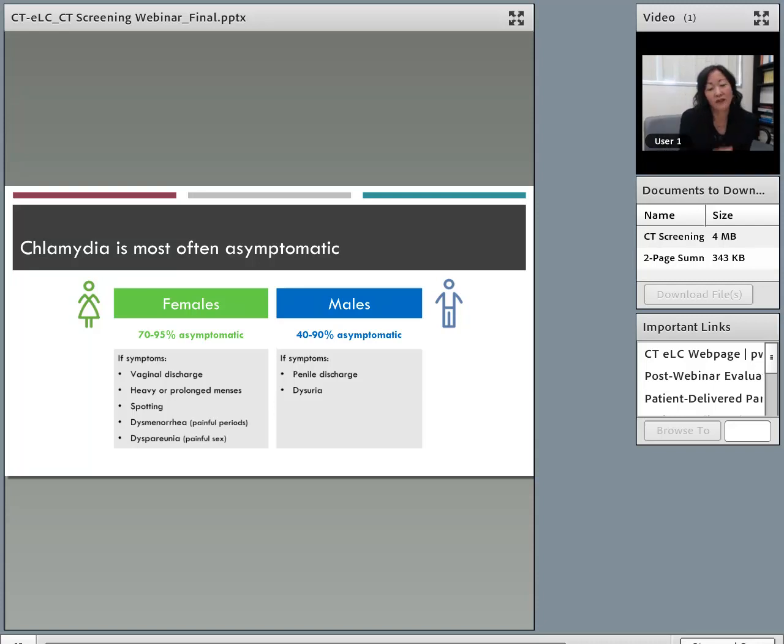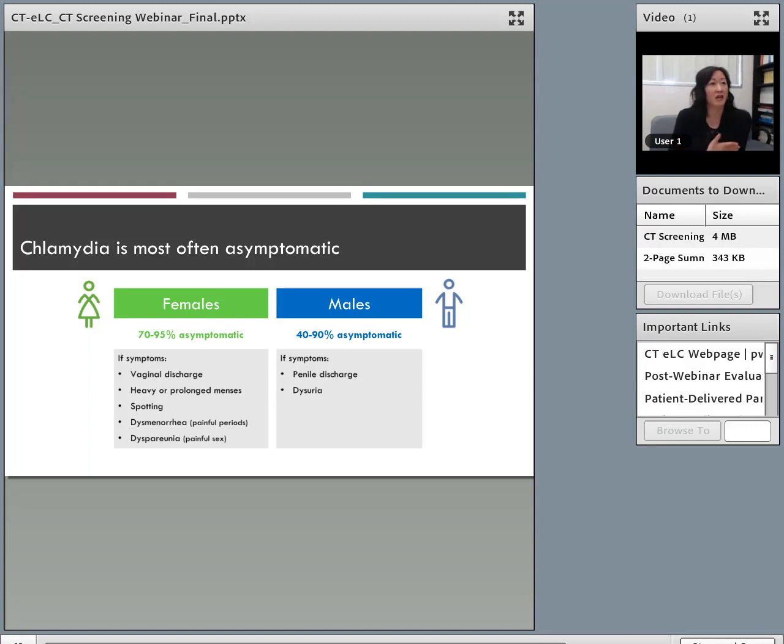Okay, so I think one of the reasons why chlamydia screening is so important is that chlamydia is most often asymptomatic. So we really can't wait for people to come in to see us and say, oh, I have discharge and I have symptoms, because most of the time that's just not going to happen. And there are some differences here. This is data based on cisgender females and cisgender males. For females, a good way to think about it is that the majority of females are asymptomatic, and depending on the study, it's like 70 to 95%.